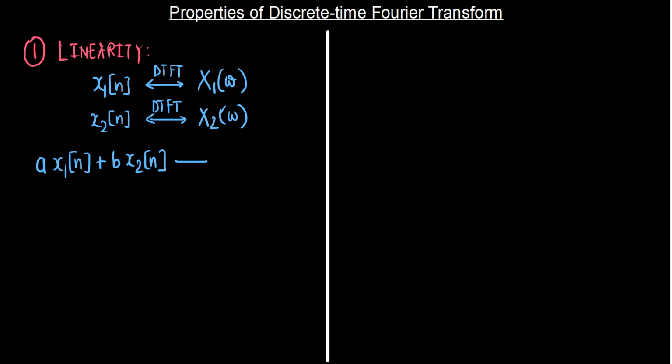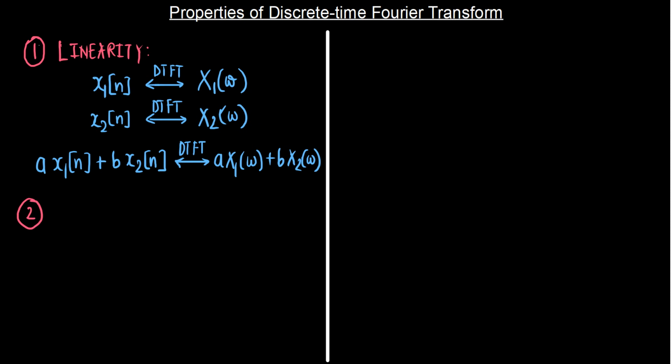we are going to get similar kinds of expressions in the Fourier domain as well. So the DTFT is going to be the linear combination of their individual Fourier transforms: a times X1 of omega plus b times X2 of omega. So if we have a linear combination of two signals, their Fourier transforms are also going to have the linear combination with the same scaling factors a and b as we have in the time domain. This property is called the linearity property.